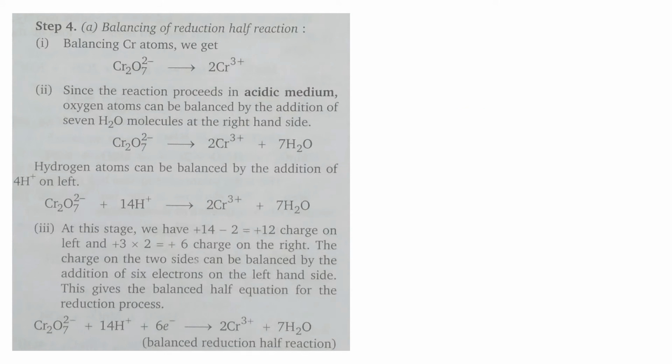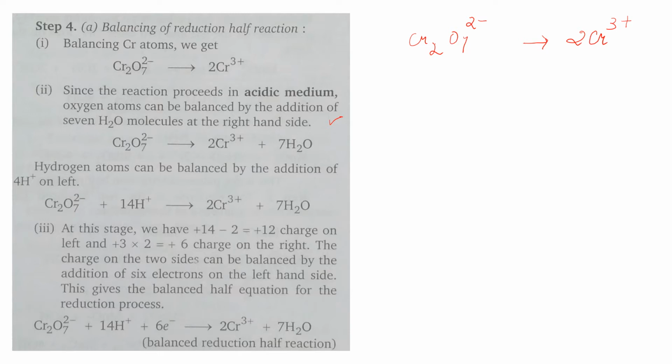Step number 4, balancing the reduction half reaction. First, let us do the reduction half reaction first. So, that is Cr2O7 2- giving 2Cr3+. Now, since the reaction proceeds in acidic medium, oxygen atoms can be balanced by addition of 7 H2O molecules at the right hand side.